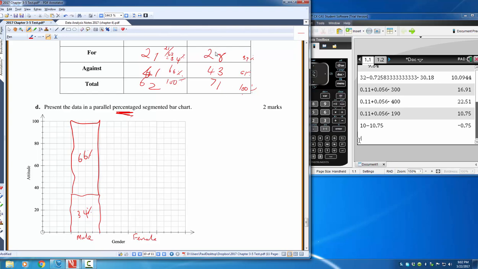Alright, females, what we're going to do is plot the 39. So it's just below 40. And the leftover, which was 61%.